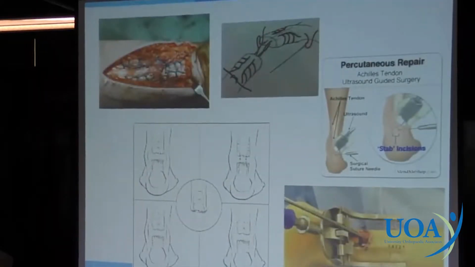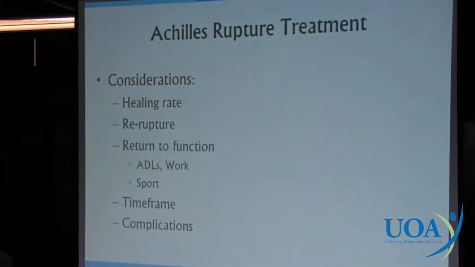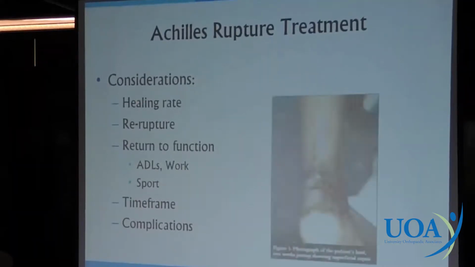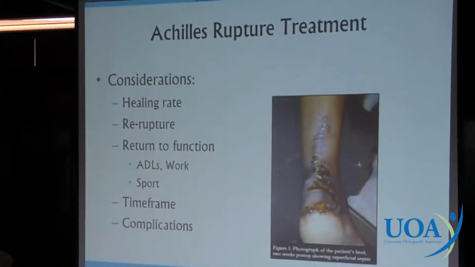If you do fix it with surgery, open procedures, percutaneous procedures, there's a lot of literature on that. But really what I want you to consider are the healing rate options for operative versus non-operative, the re-rupture rate, when do people get back to their work, their sport, and what are the complications. This is what we're trying to avoid. This is a nightmare for the patient, for the surgeon. This does happen with surgery, and it's not an easy fix.